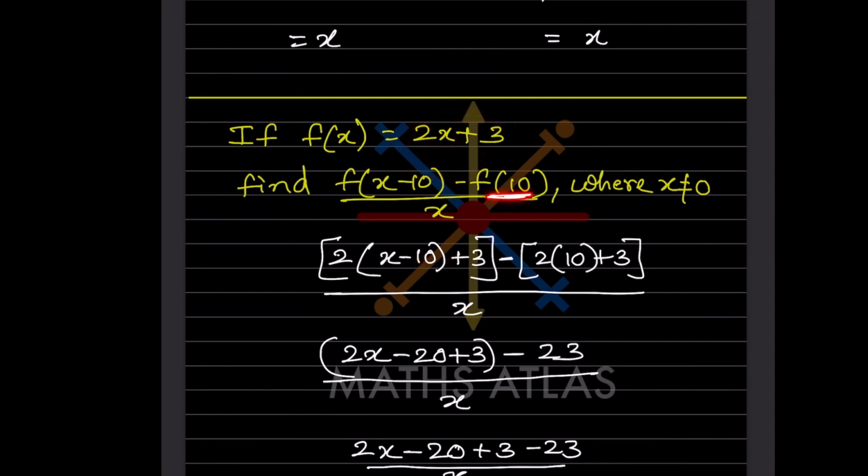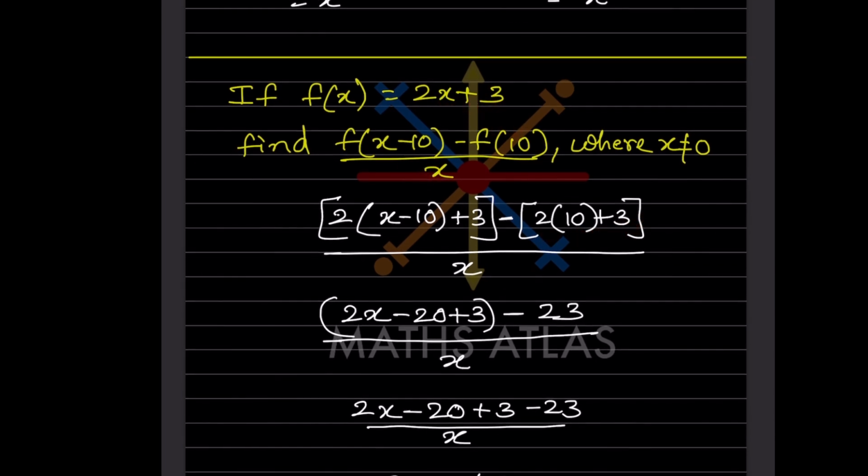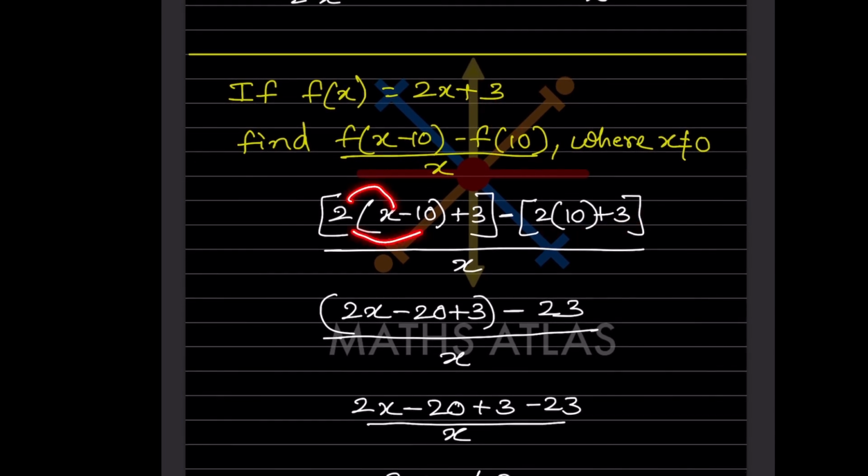And now f of 10. So in place of this x, you are going to put 10. So 2 into 10 plus 3, divided by x as it is. So what will you do? You are going to expand it to 2x minus 20 plus 3, and this minus as it is, that will be 20 plus 3, that is going to be 23.